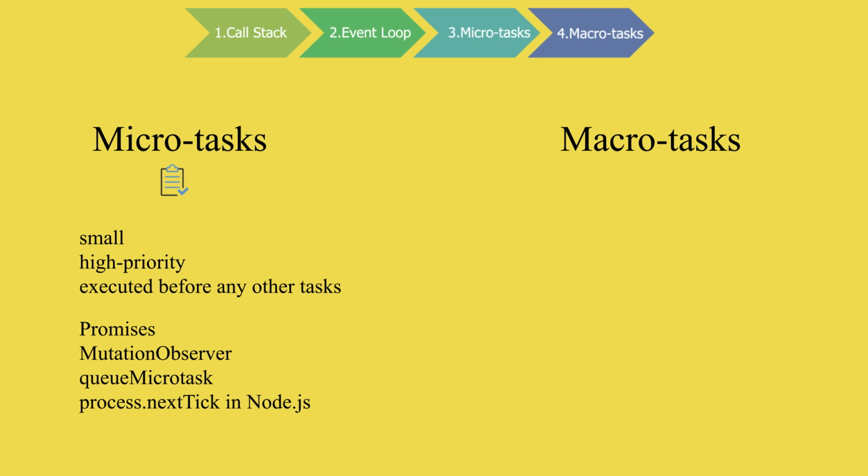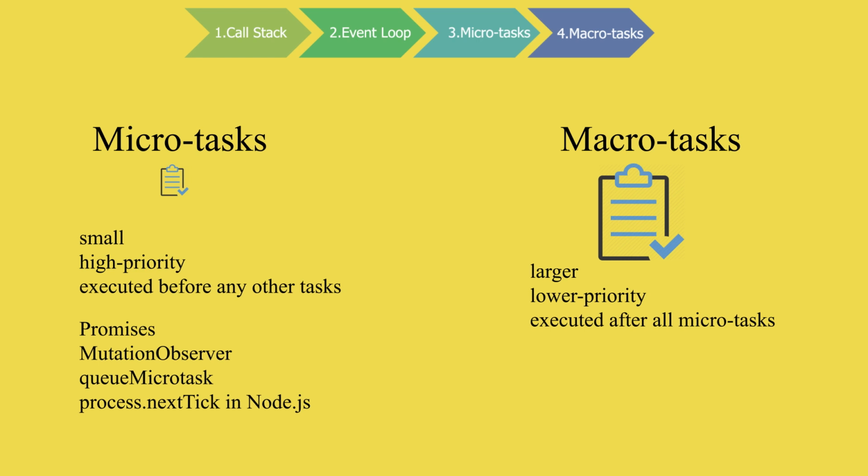Microtasks are executed immediately after the currently executing task has completed. On the other hand, macrotasks are larger, lower priority tasks that are executed after all microtasks have completed. Examples of macrotasks include setTimeout, setInterval, and UI rendering. Macrotasks are executed only after all microtasks have completed.